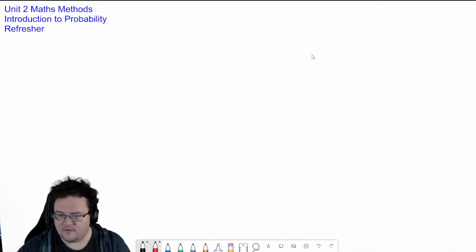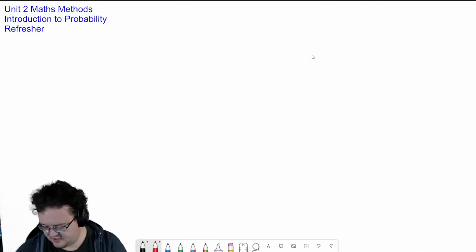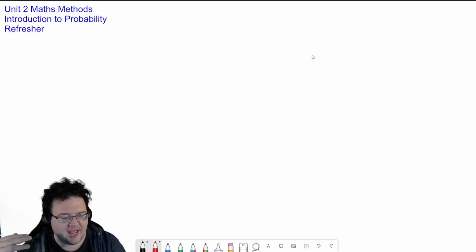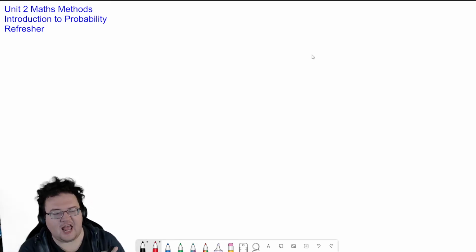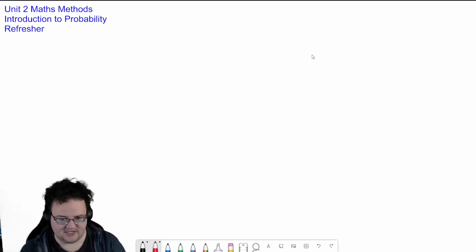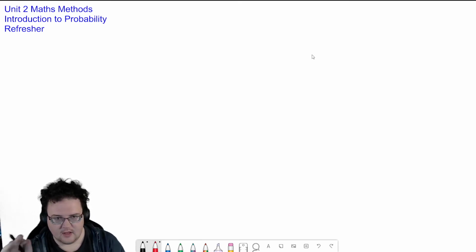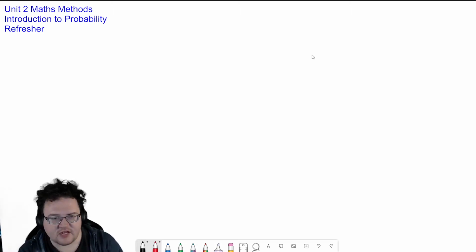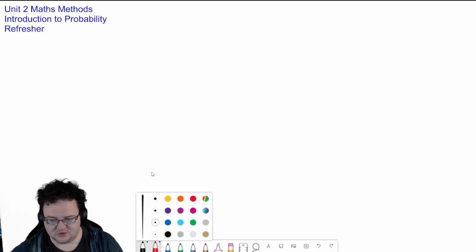One of the important things to remember about probability is that if I look at every possible event in a sample space, if I add up the probability of everything inside a sample space, what will my probability add up to?